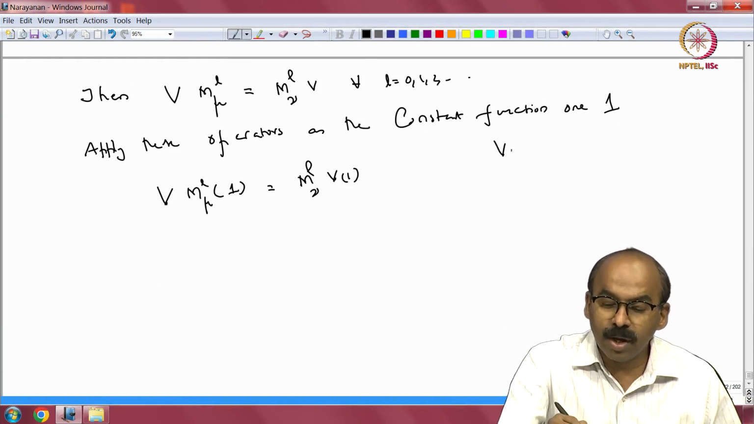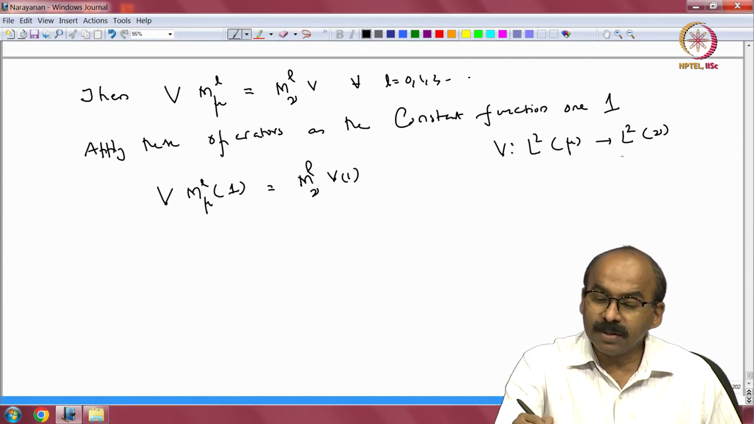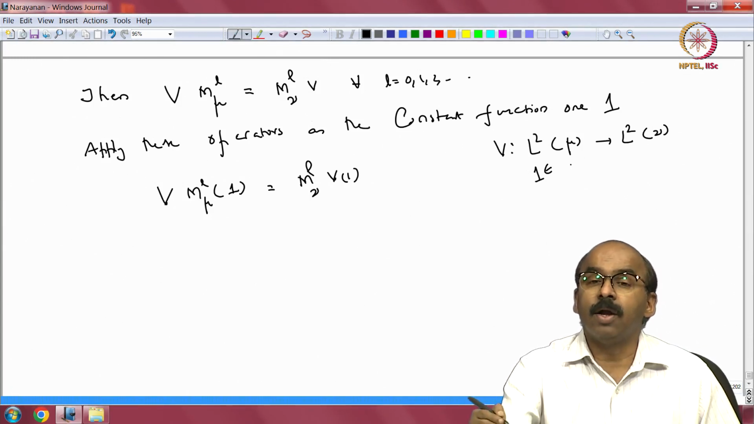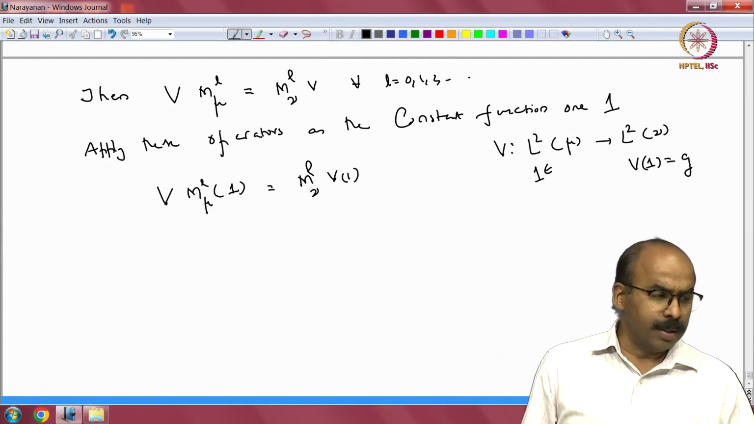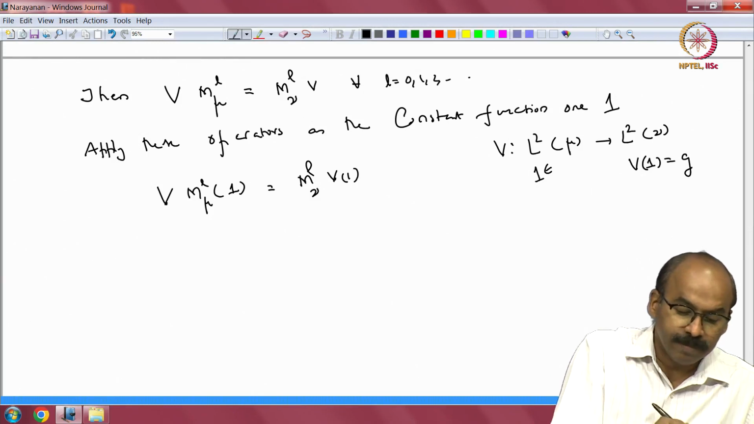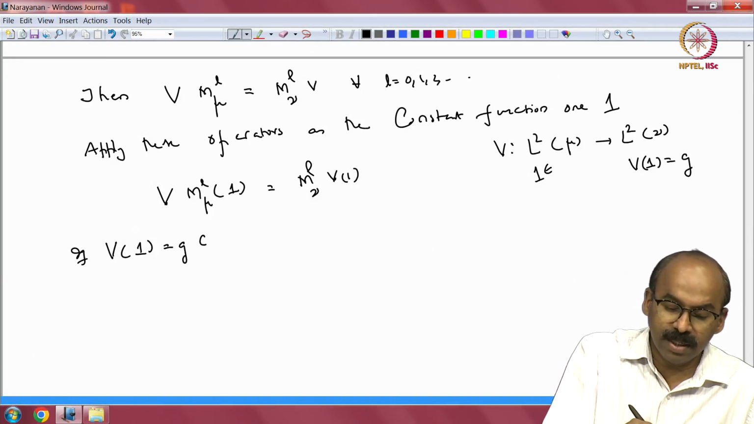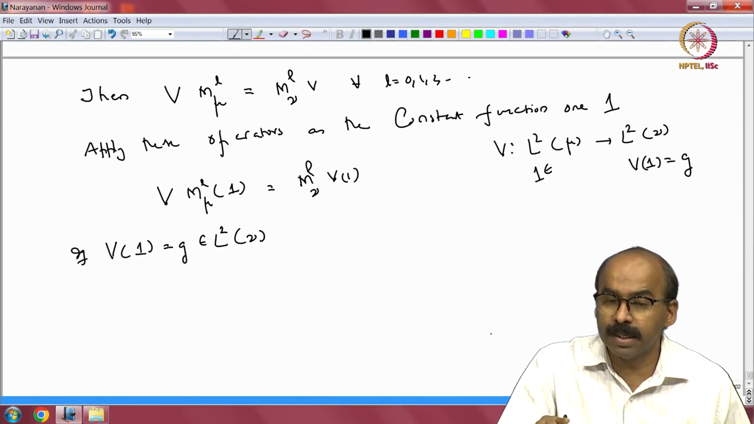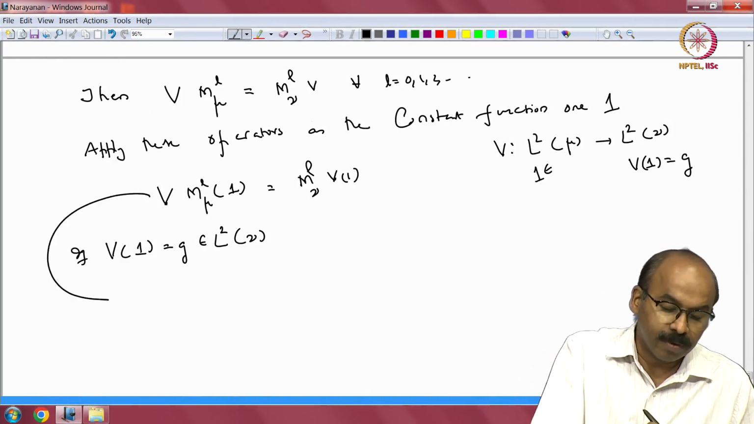So, remember V is a unitary from L2 of mu to L2 of nu. Okay. So, the constant function 1 is here, right. So, that will be pushed to some function on the other side, right. So, V 1 is some function, let us call that g. Okay. So, if V of the constant function 1 is a function g, well, where is g? g will have to be in L2 of nu, on the other hand side, because V is the unitary map which takes L2 of mu to L2 of nu. What do we get from here?